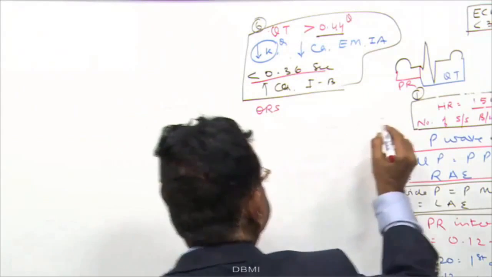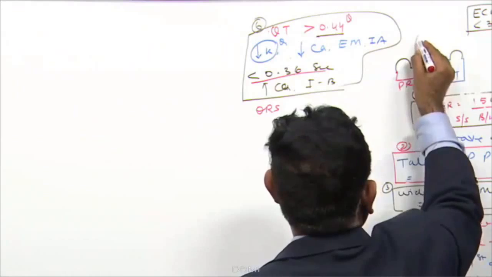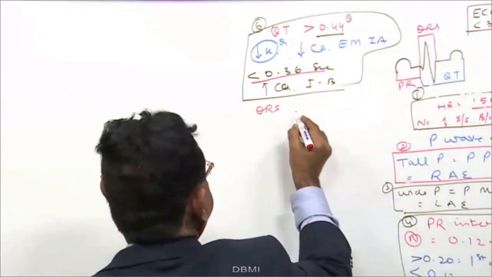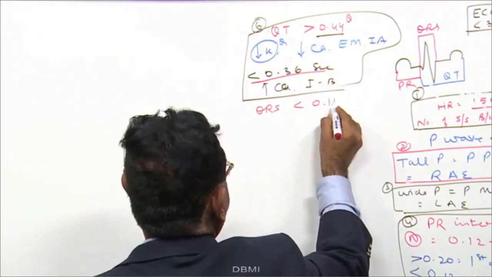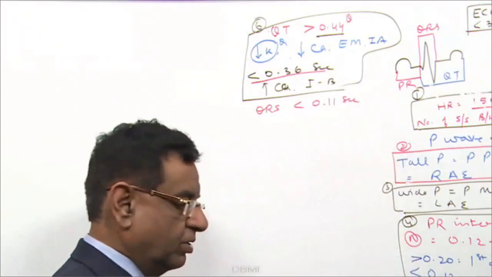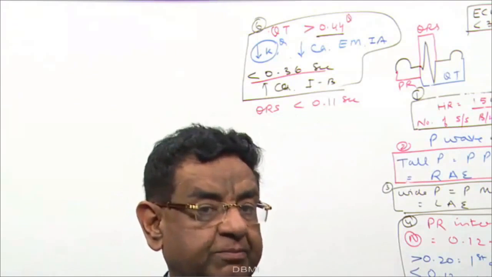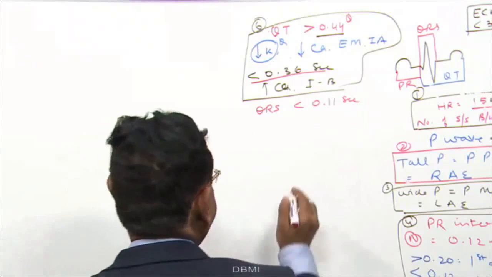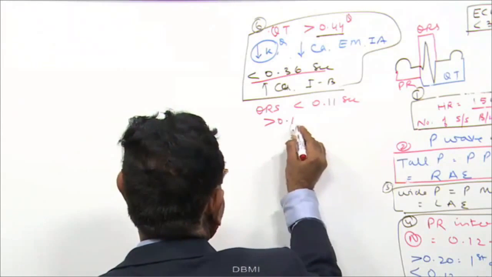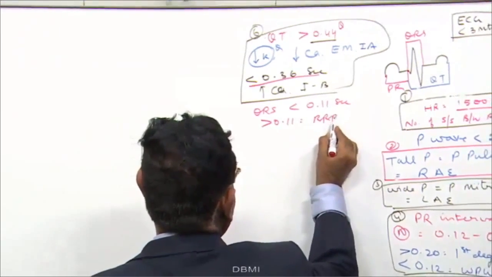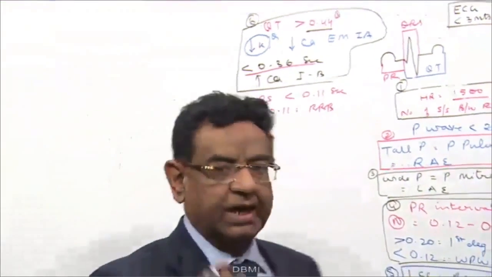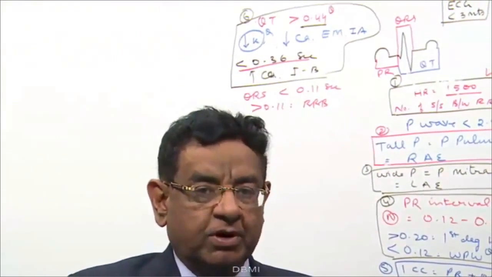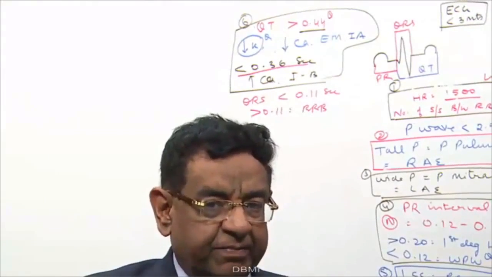Now we move on to QRS interval. Normal QRS is always less than 0.11 second. And if it is more than 0.11 second, then we call it bundle branch block. Now, I don't need to tell this illustrious batch that there are two types of block, right bundle branch block and the left bundle branch block.